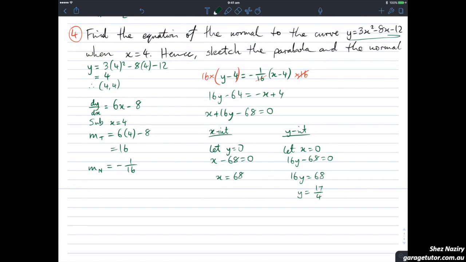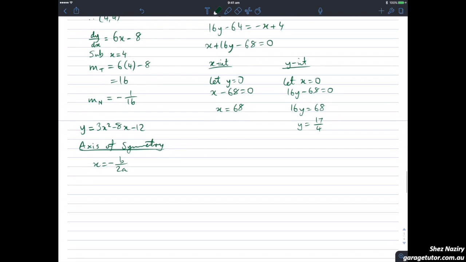Now I want to sketch this graph. I'm going to start off by getting the axis of symmetry. So 3x squared minus 8x minus 12. The axis of symmetry is x equals negative b on 2a. I'm not bothered to factorize or solve it, so I'll go with the axis of symmetry straight away. That will be negative of negative 8 over 2 times 3. So that's 4 on 3, isn't it? So that is my axis of symmetry.